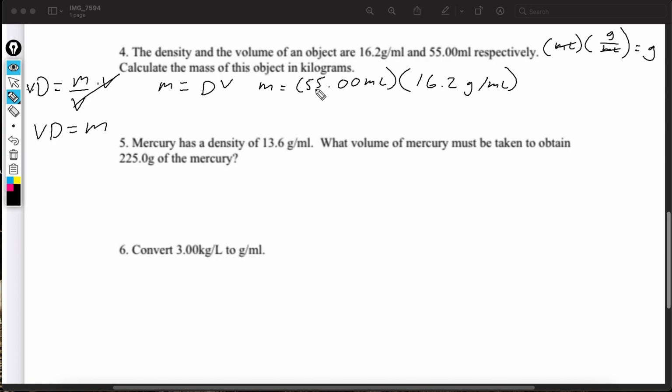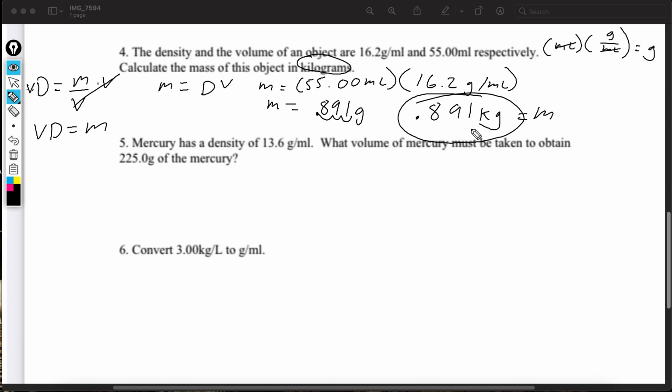So what's 55 times 16.2? Well, the answer to that would be 891 grams, right? 891 grams, but we want it in kilograms. So the easiest way to do this is honestly 1, 2, 3, we're done. Seriously. 8.91 kg, just like the radio station mass. So that's about it. That's that one.